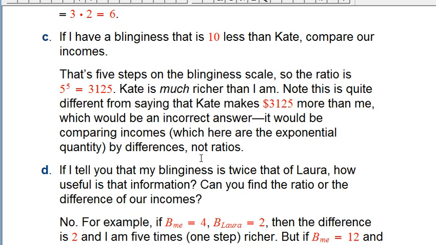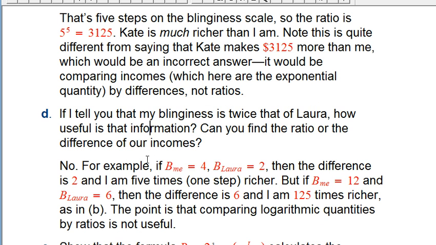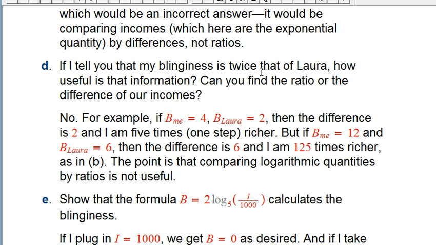Okay. So here's probably the most subtle one. If I tell you my blinginess is twice that of Laura, how useful is that information? Can you find the ratio or the difference of our incomes? And some people are like, oh, I can't find the difference, but I can find the ratio. You can't actually find either.